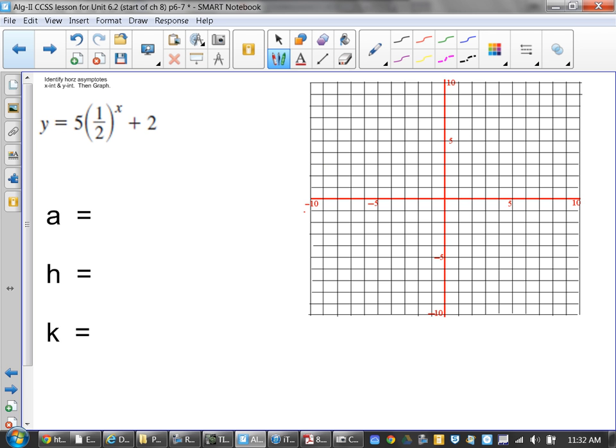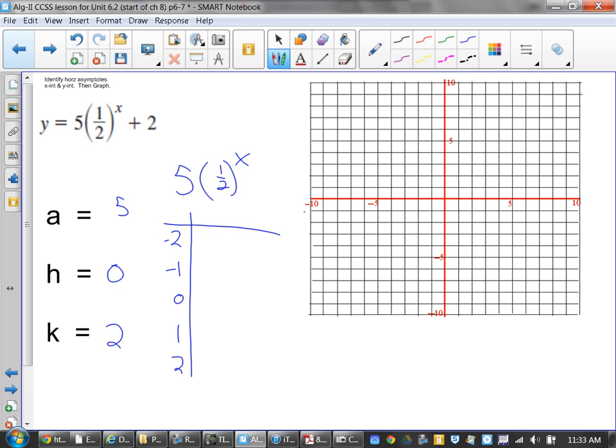So, what's your A value? H is 0. K is 2. All right. Now, we know it's decay. When you go to plot a decay problem, you plot it the exact same way you plotted growth problems. You start with your parent function, 5 times 1/2 to the x. What numbers do you think I'm going to use? Negative 2.